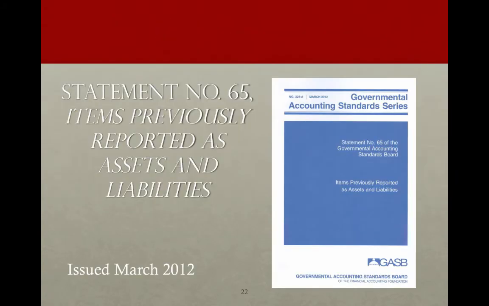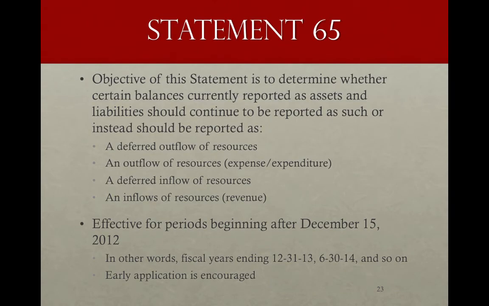So Statement 65 represents the results of the board going through every single asset and liability balance required under existing standards to be reported on the face of the financial statements, and asking the question, are these things really assets and liabilities? Do they meet the definition of an asset or a liability? Or, do they meet the definition of a deferred outflow or a deferred inflow of resources?